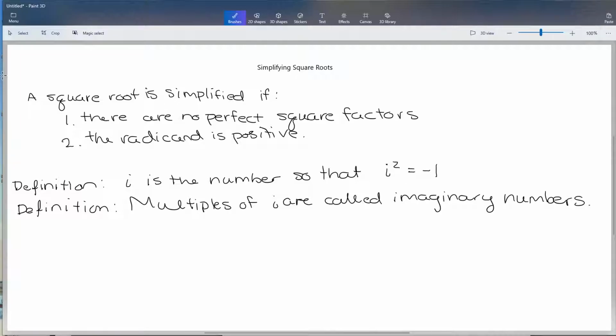Multiples of this number i are called imaginary numbers. Some examples might be 5i, i itself is considered an imaginary number, -2i, i times the square root of 3. All of these things are considered imaginary numbers. There is one other type of number that involves i.